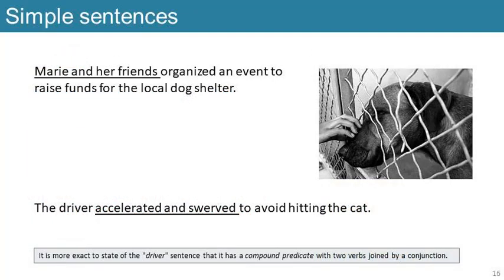A simple sentence, which as we have seen is a single independent clause, can have a compound subject. For example, Marie and her friends in the sentence, "Marie and her friends organised an event to raise funds for the local dog shelter." In the same way, a simple sentence can have a compound verb. For example, accelerated and swerved in "The driver accelerated and swerved to avoid hitting the cat."